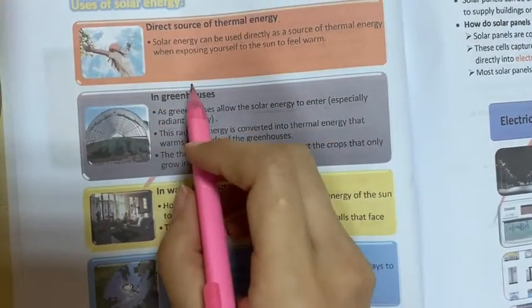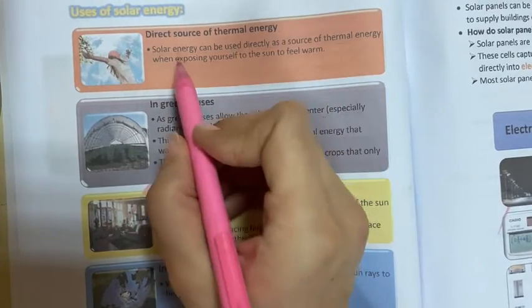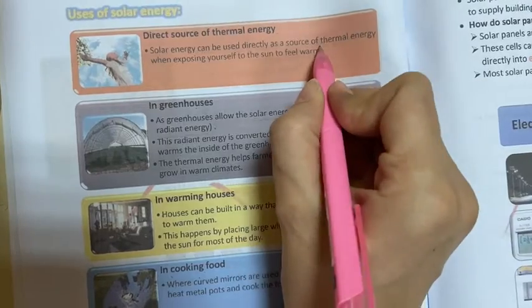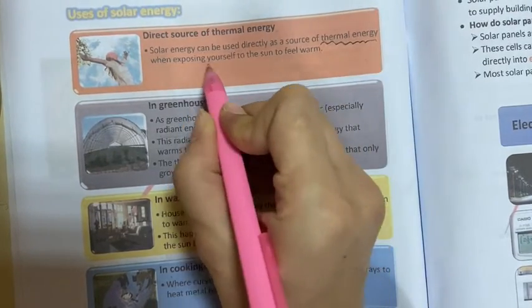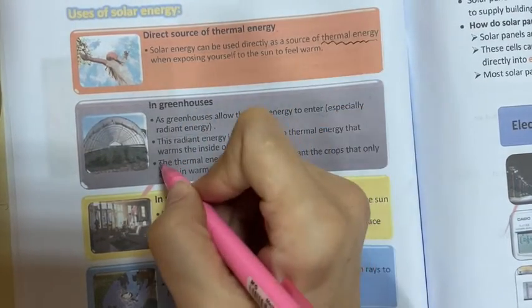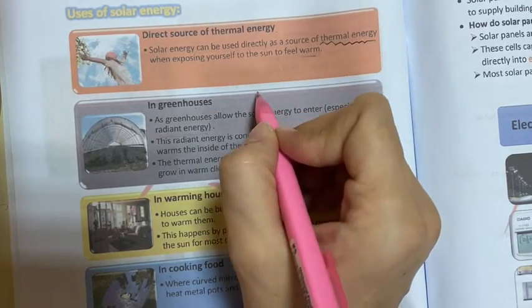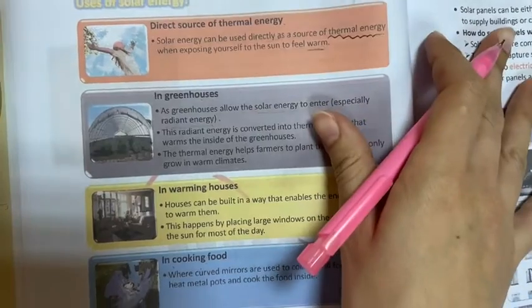Let's start with the direct source of thermal energy. Solar energy can be used directly as a source of thermal energy when exposing yourself to the sun to feel warm. So if you want to feel warm, we will use the thermal energy of the sun to feel warm.